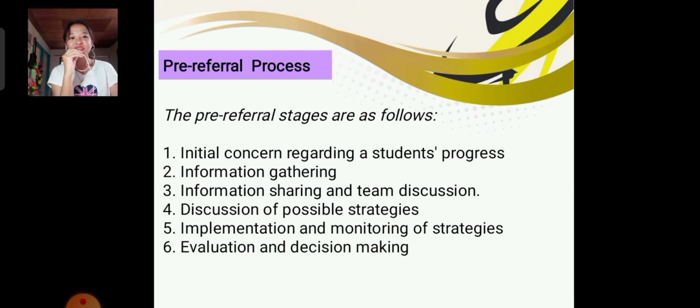So the pre-referral process has 6 stages. Although schools might call their pre-referral teams by different names or outline somewhat different procedures for those teams to follow, the referral process itself can typically be divided into 6 stages. First, initial concern regarding a student's progress. Second, information gathering. Third, information sharing and team discussion. Fourth, discussion of possible strategies. Fifth, implementation and monitoring of strategies. And sixth, evaluation and decision making.